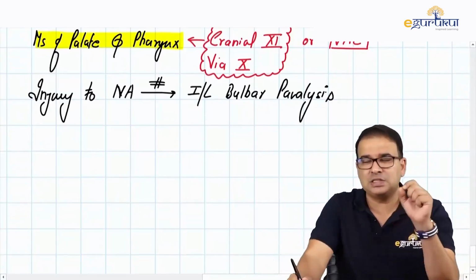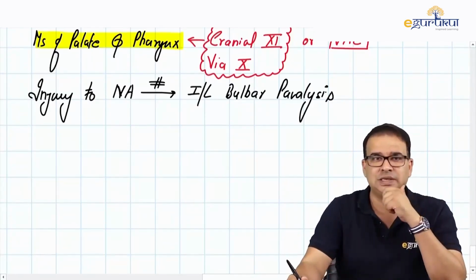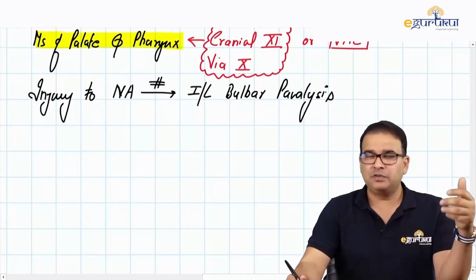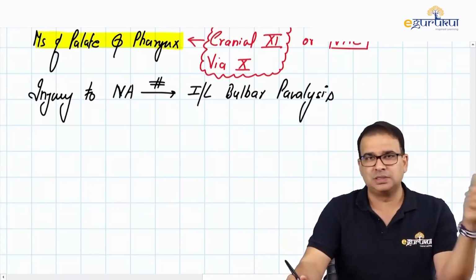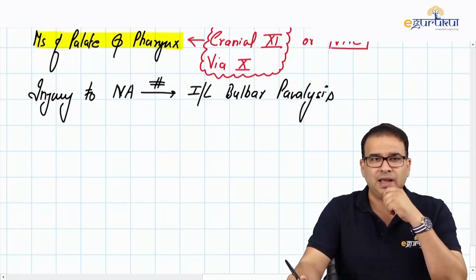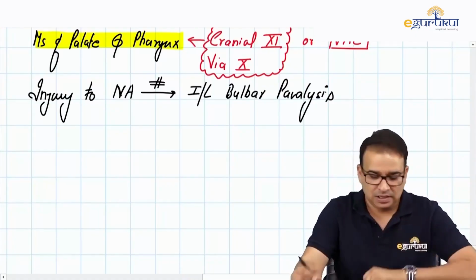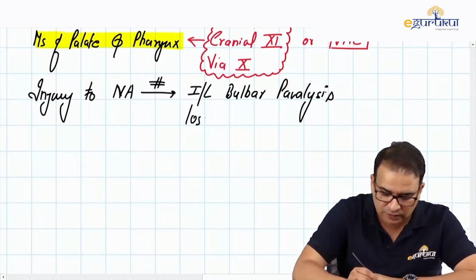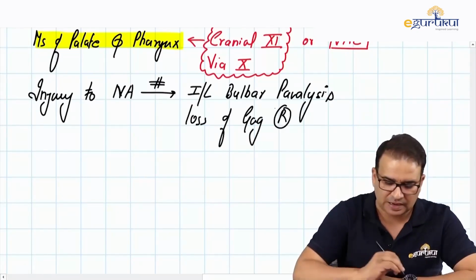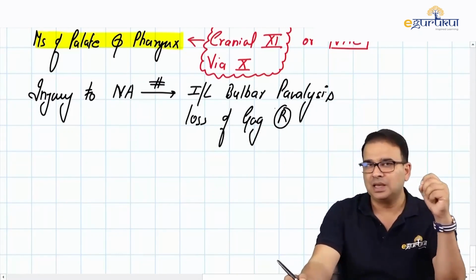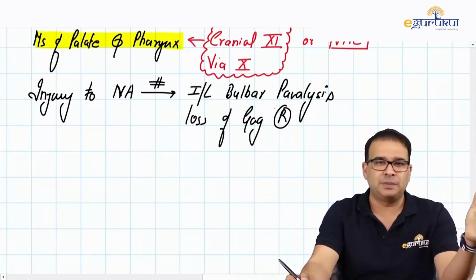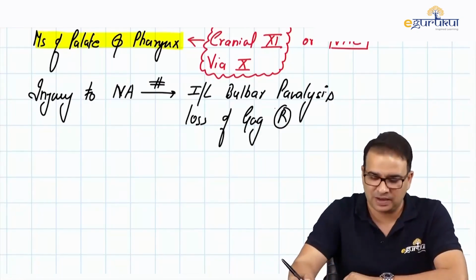And what else? What other important feature will you see here? 9th and 10th nerves are major contributors to this nucleus, and we all know that 9th and 10th nerves are responsible for a reflex, that is the gag reflex. So there also will be a loss of gag reflex. So injury to nucleus ambiguus will lead to ipsilateral bulbar paralysis, and there will be a loss of gag reflex as well.